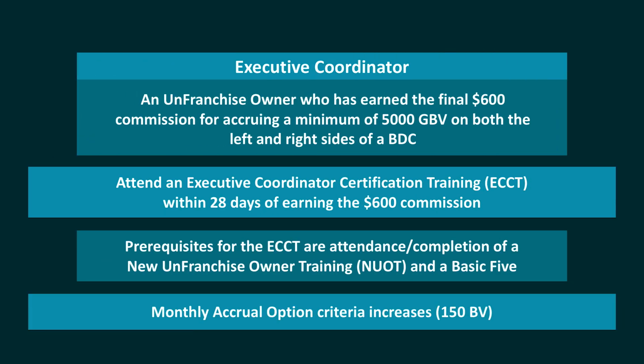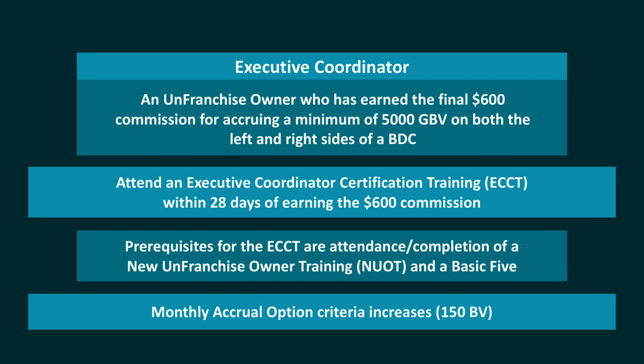As an executive coordinator, this is someone who's earned that $600 check when they get to 5,000 and 5,000, meaning they've accumulated 5,000 group business volume on the left and the right sides of their business development center. Now, what do they need to do? They need to attend an executive coordinator certification training. We call that an ECCT to make it an easier way to say it, within 28 days of earning that $600 commission. The prerequisite of an ECCT is attendance and completion of a new unfranchised owner training in a Basic 5. So before you can take the ECCT, you have to take the NUOT and the B5.